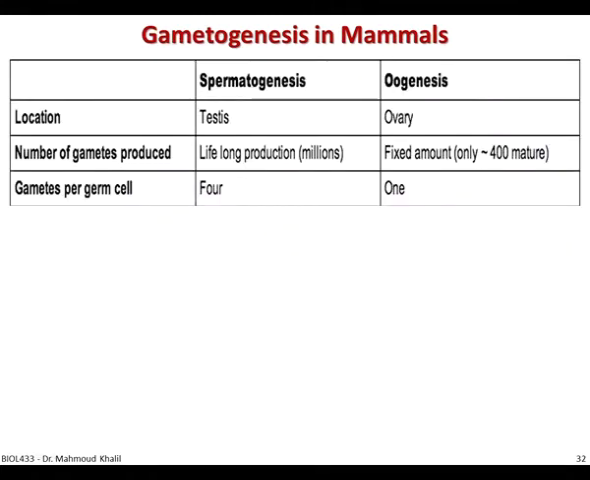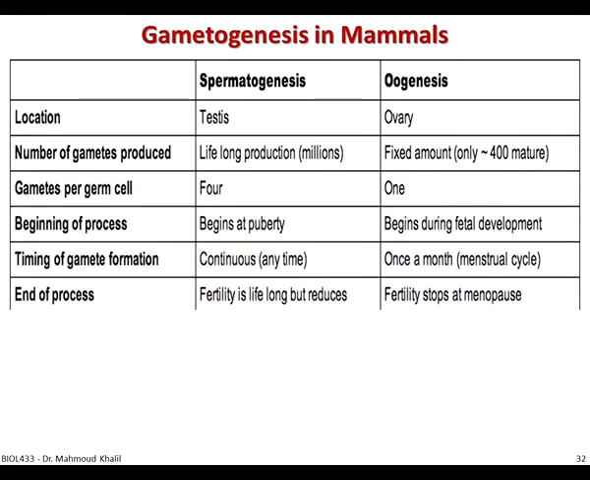So again, here we will see some simple differentiation between spermatogenesis and oogenesis. Of course, location is different based on the type of the gametogenesis, and as well the number of gametes produced. So normally in female, it is a fixed amount, usually around 400 ova are formed. But of course, in male, it's millions and lifelong production. Gametes, of course, are 4 in spermatogenesis, 1 in oogenesis.